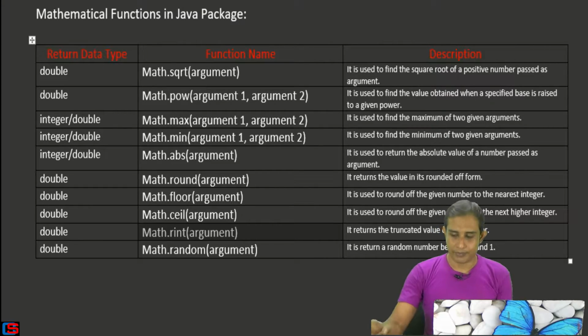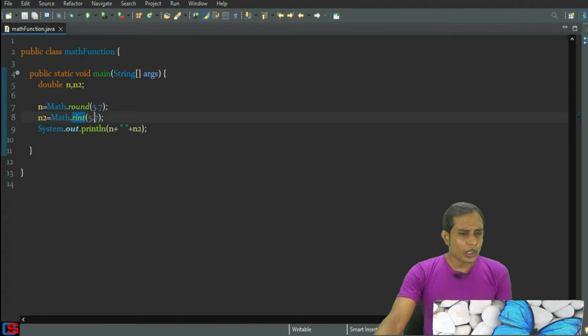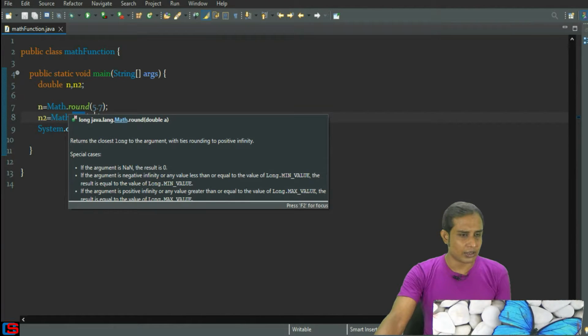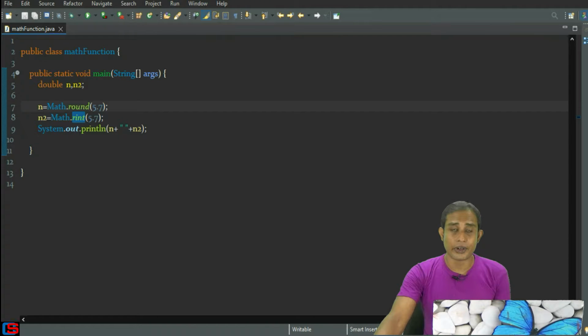How? Let's see. So you can see I've just entered here the value 5.7 in the round function and 5.7 also in the rint function. Okay, the same value I've passed as an argument in both functions. Now what is the output?